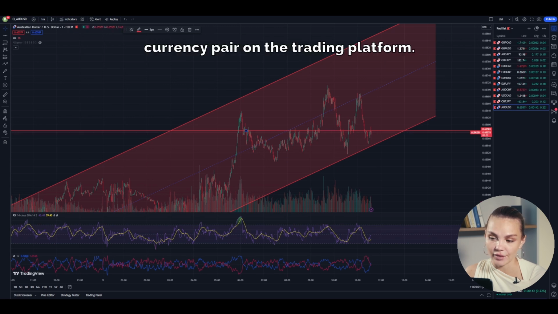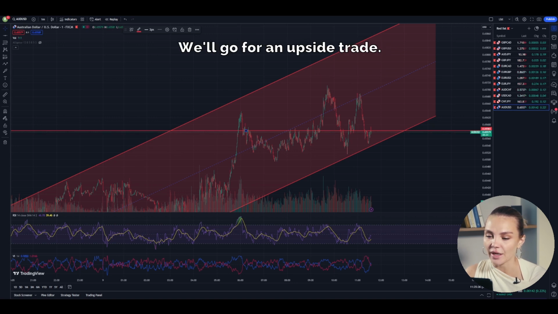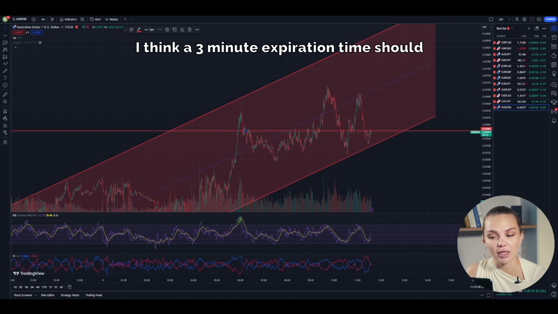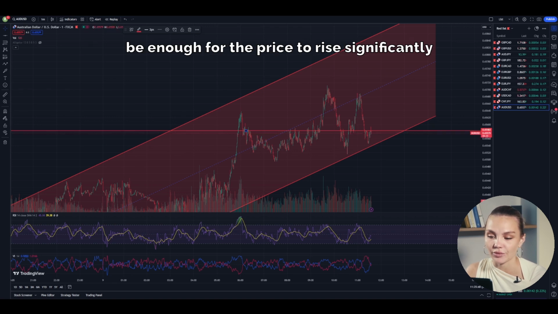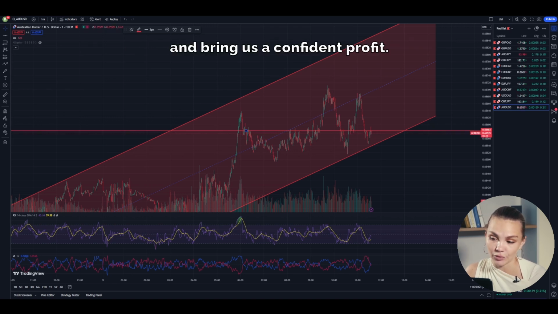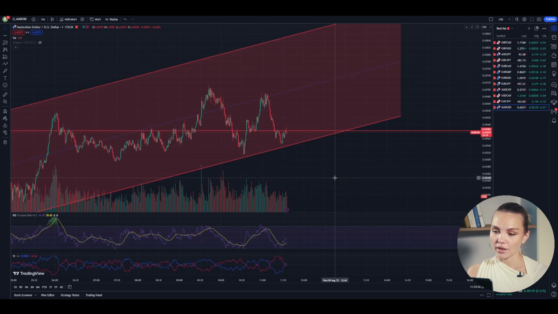Alright, we've prepared the currency pair on the trading platform. The price is already moving, but I want to wait a bit longer. We'll go for an upside trade. I think a 3-minute expiration time should be enough for the price to rise significantly and bring us a confident profit. So for now, the price is staying put.